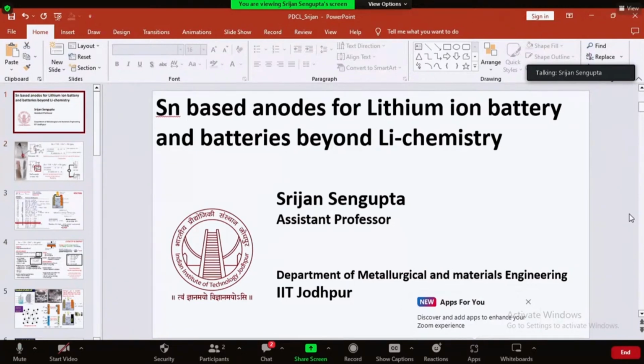Actually, myself, Srijan Sengupta. I'm an assistant professor in the Department of Metallurgical and Materials Engineering, IIT Jodhpur. I work mostly on battery materials and electrochemistry based on corrosion. I'm going to give a small talk on Sn, that means tin-based anodes for lithium-ion batteries, and some batteries which are beyond lithium chemistry.